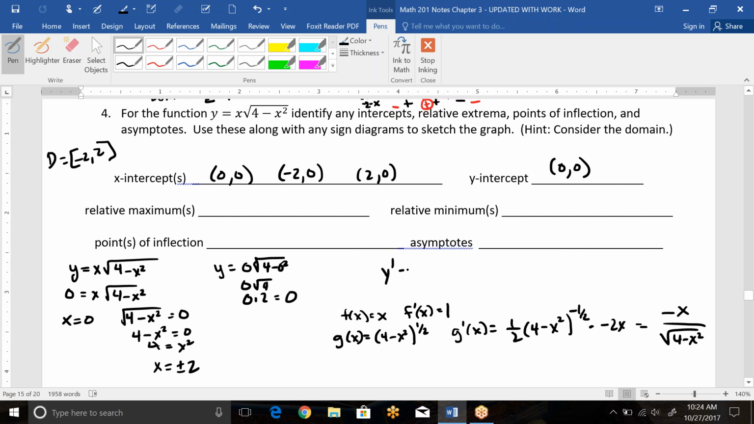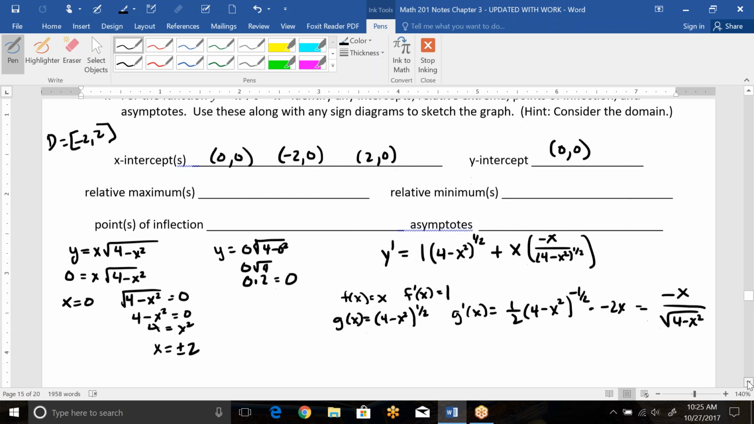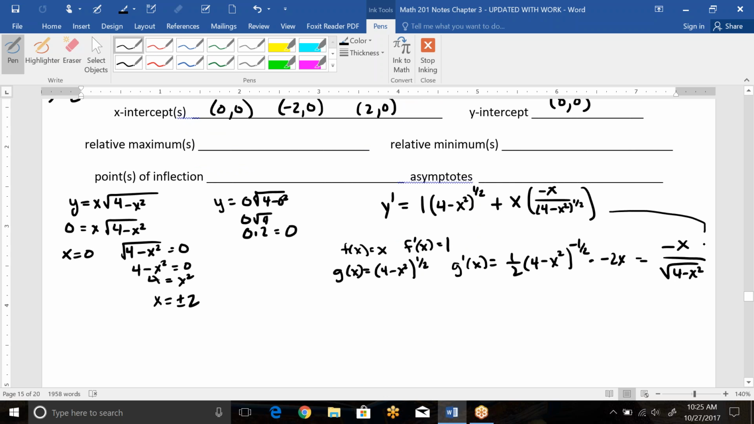So then remember, a product rule would mean we would take the derivative of the first times the second, plus the first function times the derivative of the second. And we can write this 4 minus x squared to the 1/2 if we want down there. So then if we combine these things, so I'm going to draw a little arrow here.